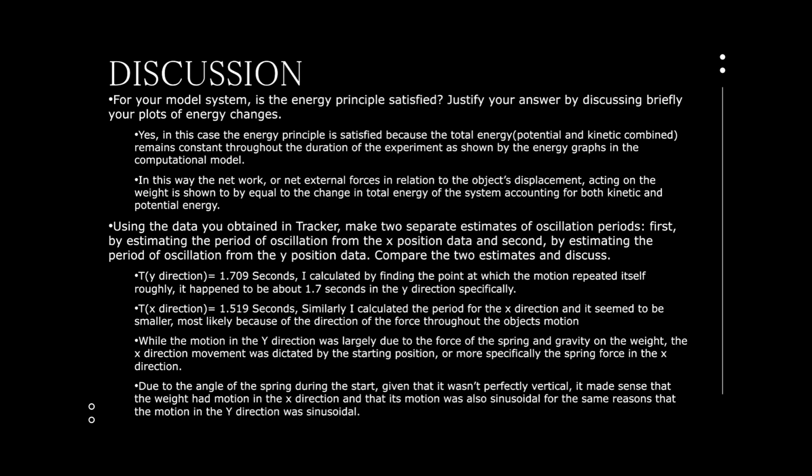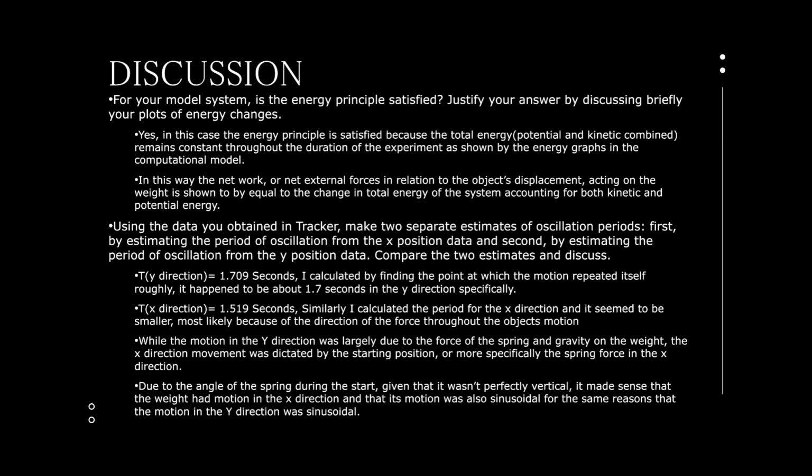Well, the period of the oscillation in the Y direction is 1.709 seconds, and I calculated this by finding the point at which the motion repeated itself roughly, and it happened to be about 1.7 seconds in the Y direction. And then for the X direction, it was approximately 1.519 seconds. And just like with the Y, I calculated the period for the X direction, and it seemed to be smaller, most likely because of the direction of the force throughout the object's motion.